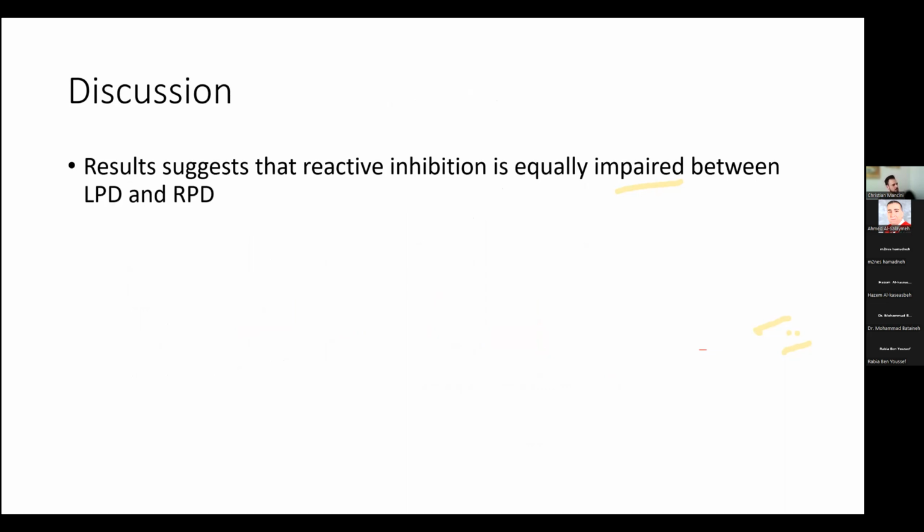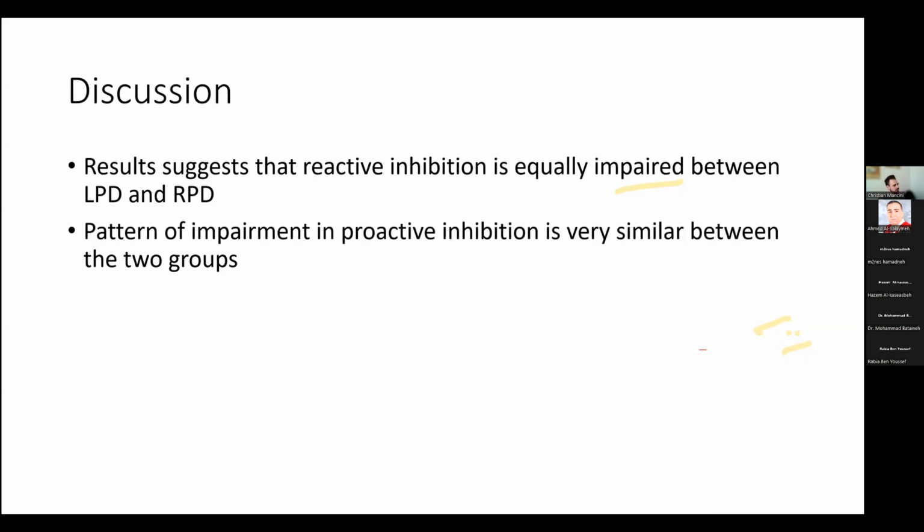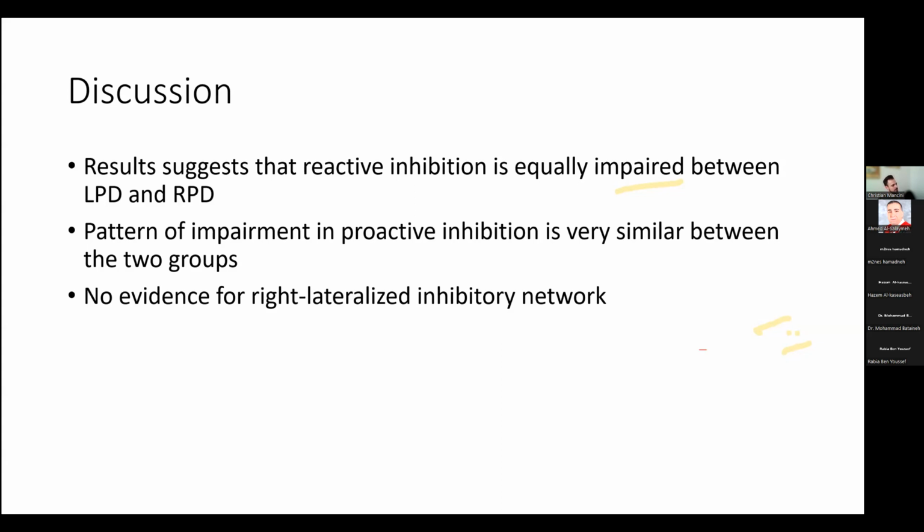So, brief discussion. The results suggest that in reactive inhibition, what we measure with the stop signal reaction time, left and right Parkinson patients are equally impaired. The pattern of impairment in proactive inhibition is very similar in the two groups, so we cannot say there is a difference between patient types. So there is no evidence for a right lateralized inhibitory network.